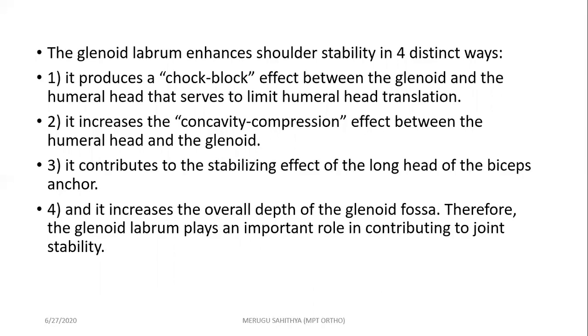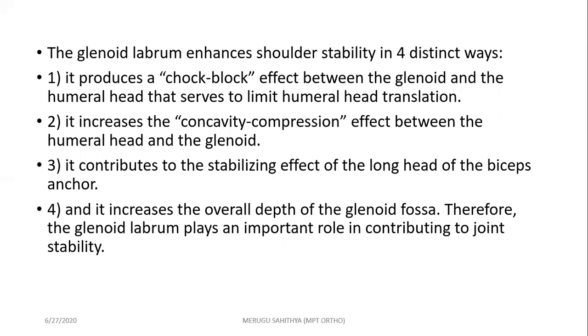The second important concept is that it increases the concavity compression effect between the humeral head and the glenoid. This is a stabilizing mechanism in which the compression of the convex humeral head into a concave glenoid fossa stabilizes it against the translating force. So stability is related to the depth of the concavity and the magnitude of compressive force. In this way, it enhances shoulder stability.